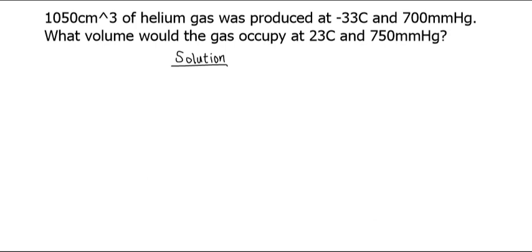Let's continue. Looking at the question above, we are given the volume of the gas, the temperature and the pressure as well, though for the final values, the volume of the gas is unknown. This is a question on gas law, and we'll be applying the combined gas law. From the combined gas law, we have the combined gas equation P1V1 over T1 equals P2V2 over T2. So I'll be writing out the formula now.